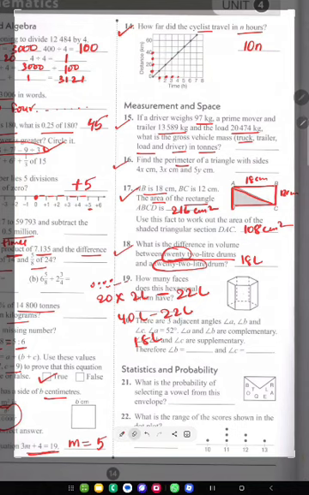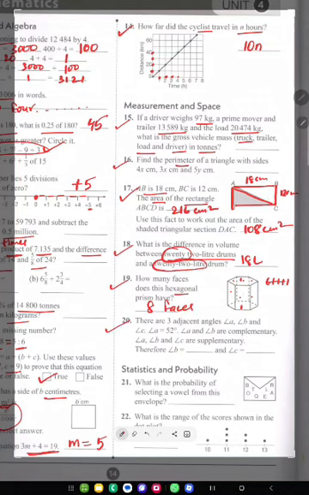Okay, let's move on to question 19. How many faces does this hexagonal prism have? See, there's one top, one base, so there are 2, and then you will see 6 faces on the sideways. So 6 plus top and bottom makes it 8 faces.